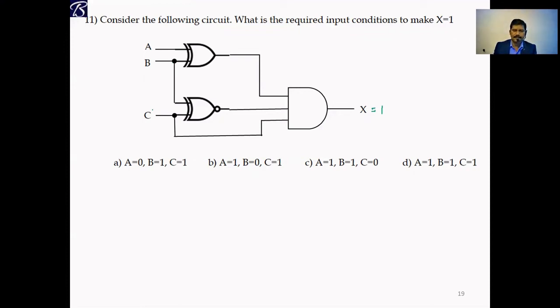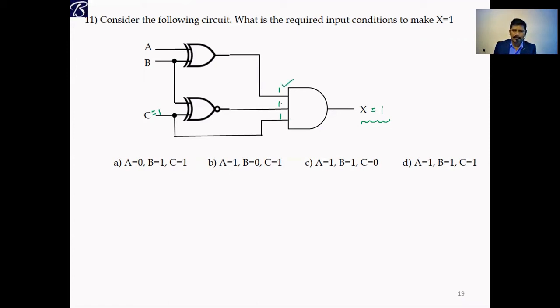So if you observe this one, to get X equal to 1, this is an AND gate. When will we get 1 at the output of an AND gate? When all inputs are 1, only then we get X equal to 1 at the output. Now, let us see here. This is 1, so what is C? C should be 1 because it is directly connected.